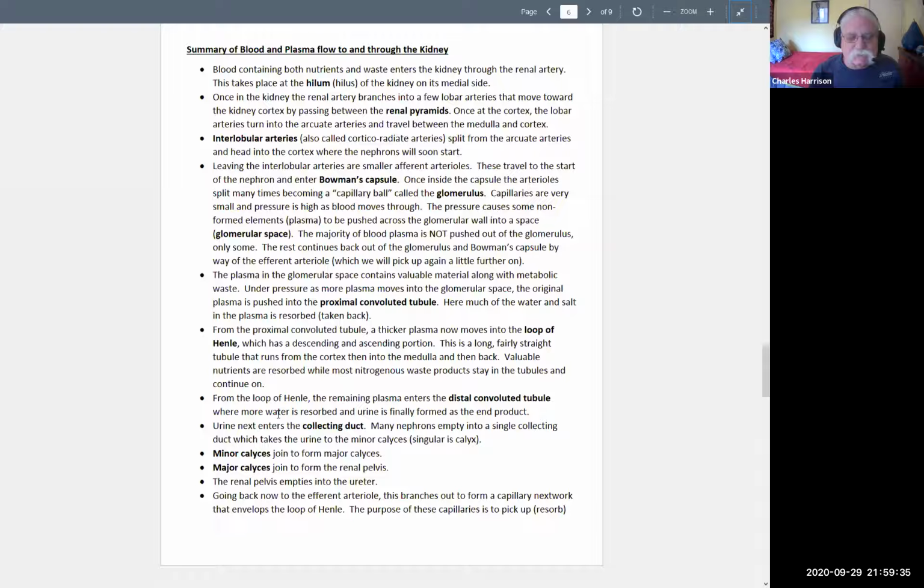Anything that reaches the end of the loop of Henle enters into the distal convoluted tubule, and from there to a collecting duct. The collecting duct is shared by many nephrons. A nephron runs from Bowman's capsule until you get to its collecting duct. That's a nephron.